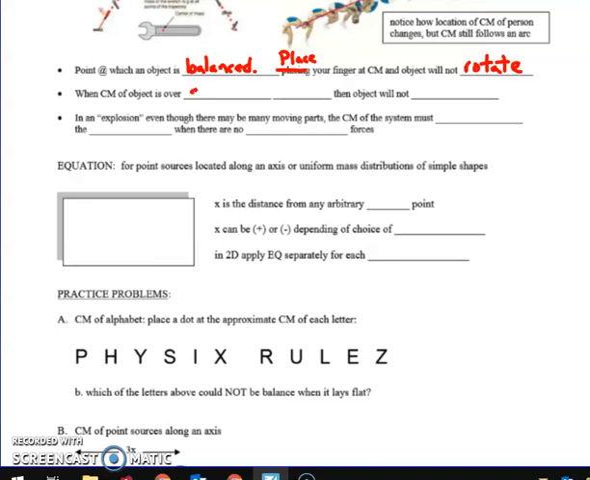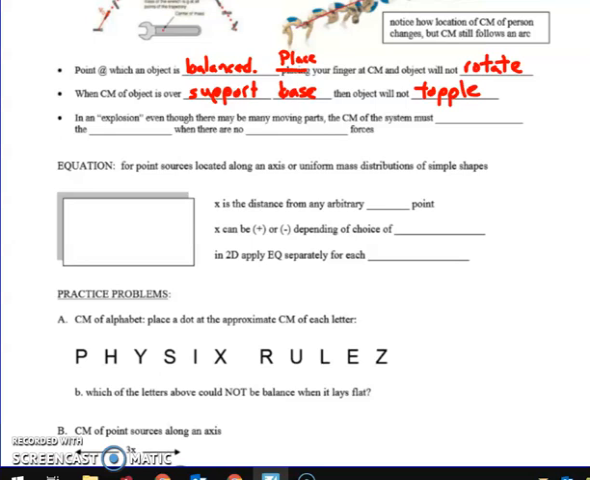When a center of mass is over a support base, like your feet when you're standing on the ground, then the object will not topple. So I did some demonstrations of that, and this is just to remind you. As soon as your center of mass moves beyond your support base, you must fall over unless you readjust your base, which is what we do when we're starting to fall over.